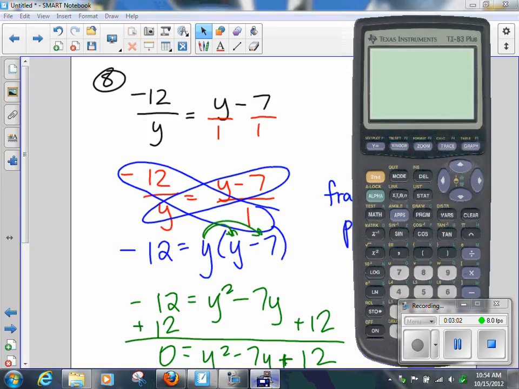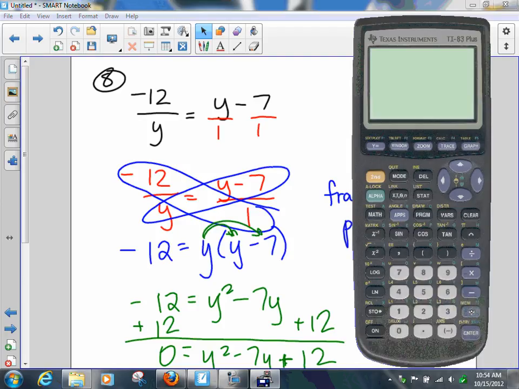Check them in. Lindsay, will you cut my calculator on? Let's go back and check. What were our solutions? 3 and 4. All right, here we go. Negative 12 divided by 4. Ooh, negative 3. What number did I plug in? 4. What's 4 minus 7? Hey, they match. Is 4 a solution?